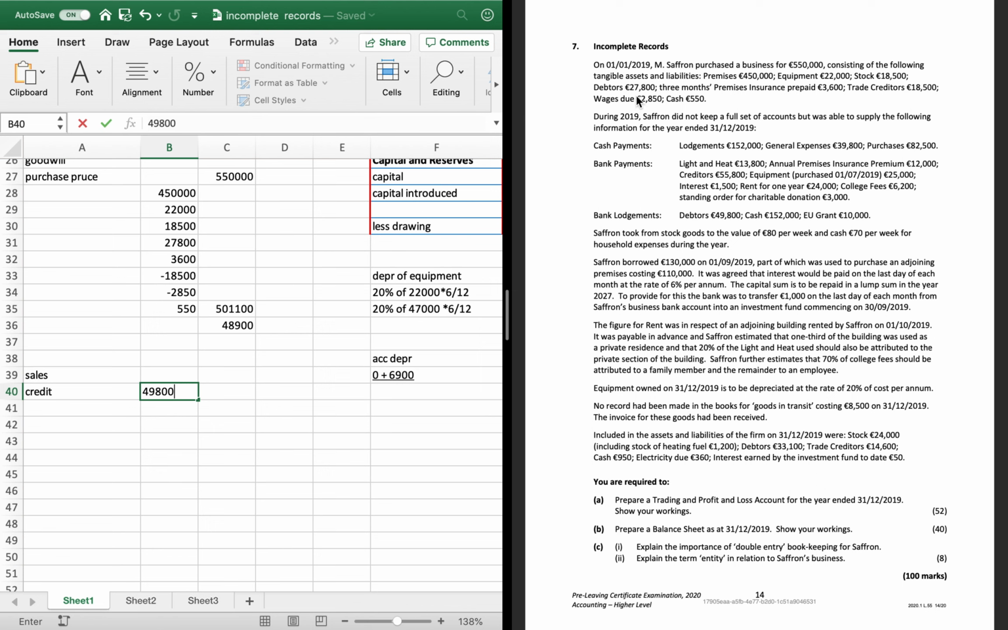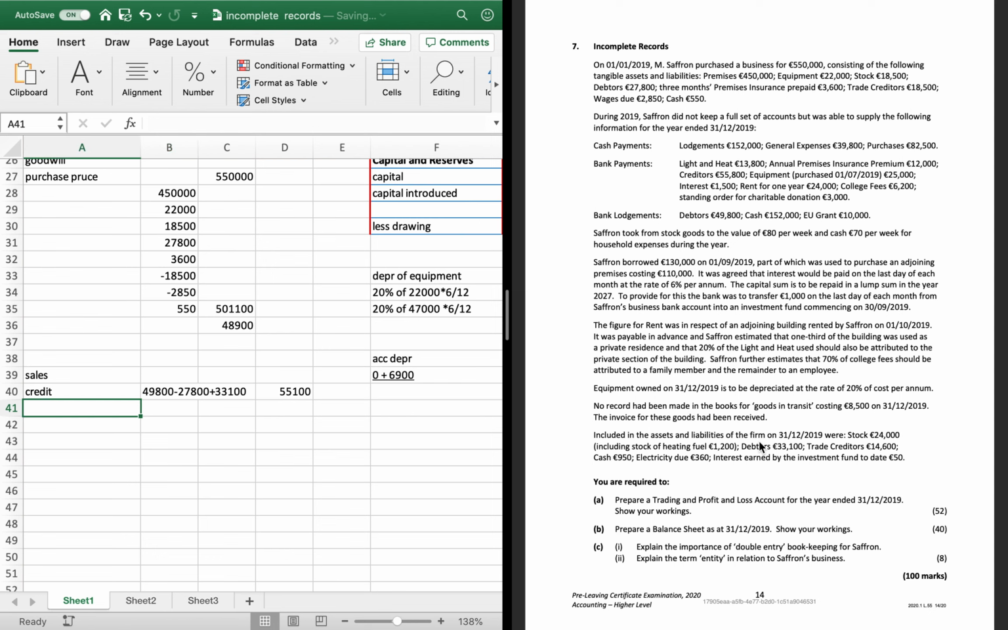But then you have to remember, 27,800 of the amount you've received is to do with last year, because you had debtors at the start of the year. So you take away your debtors at the start and add on your debtors at the end, which is 33.1. Okay, so 49.8 minus 27.8 plus 33.1, which is 55,100. Okay, so that's your credit sales.